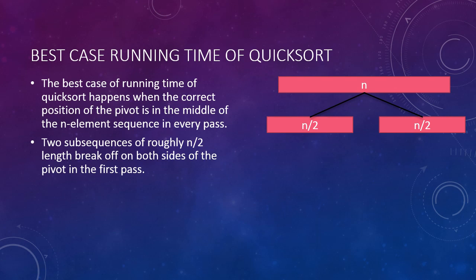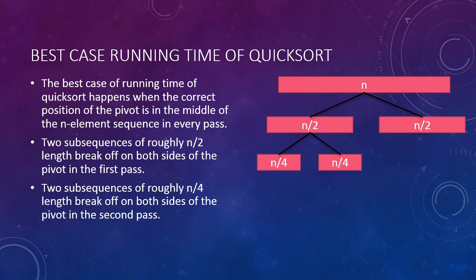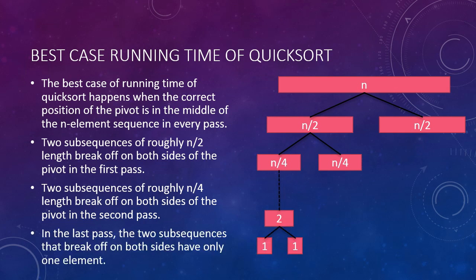Two subsequences of roughly n by 2 length break off on both sides of the pivot in the first pass. Two subsequences of roughly n by 4 length break off on both sides of the pivot in the second pass. In the last pass, the two subsequences that break off on both sides have only one element.